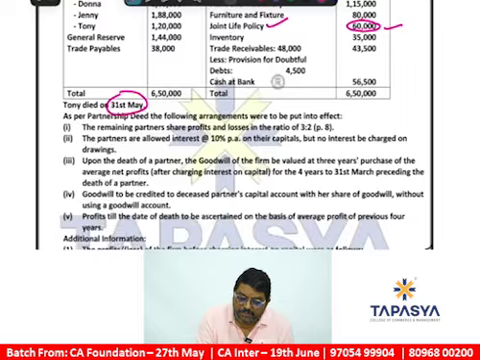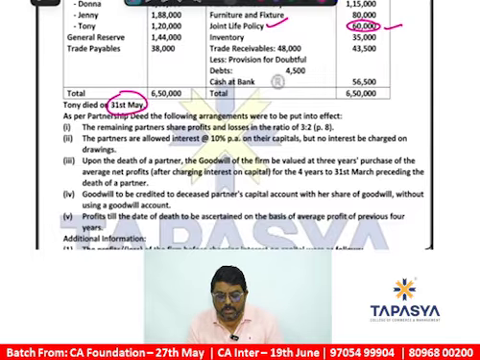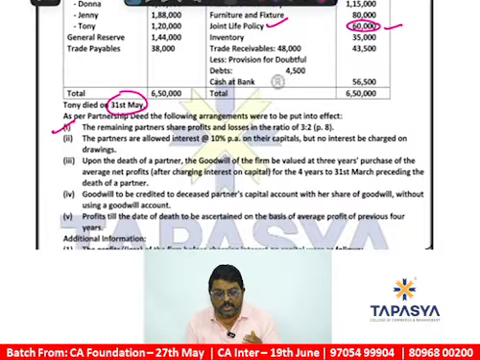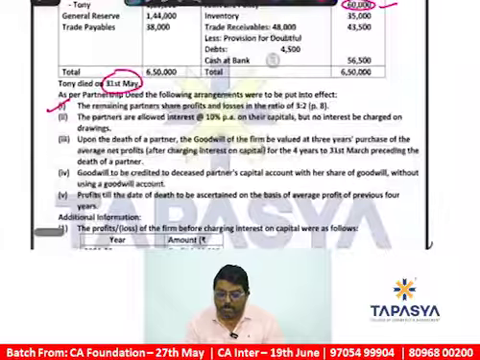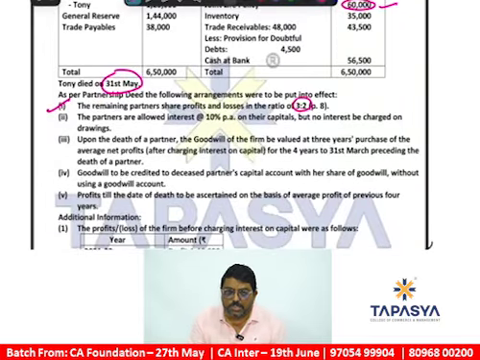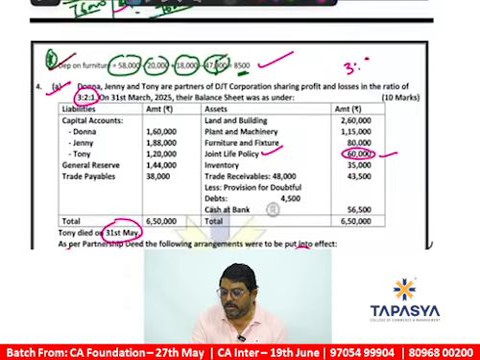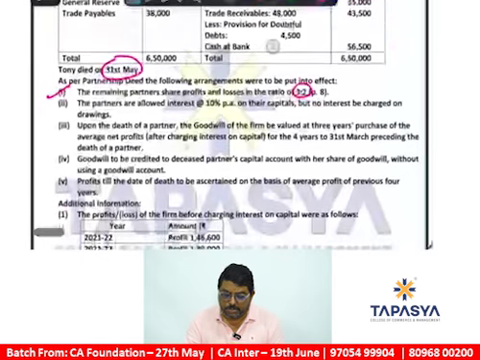So Tony died on 31st May. Books are closed on March 31st. April, May, after 2 months. During the current year, 2 months later, death happened. As per the partnership deed, the following arrangements were to be put into effect on the occasion of death. The remaining partners will share future profits in the ratio of 3:2. Look here, the profit sharing ratio was 3:2:1. The last person died. The remaining 2 would like to take the 3:2 ratio, right?